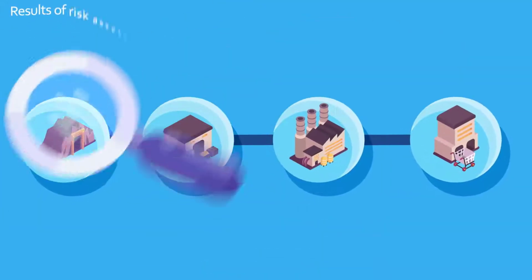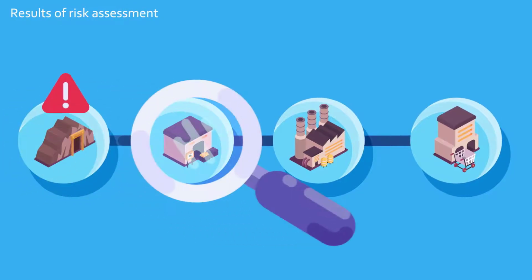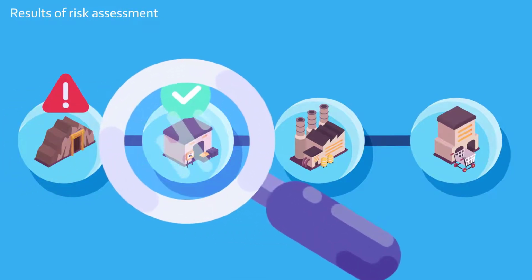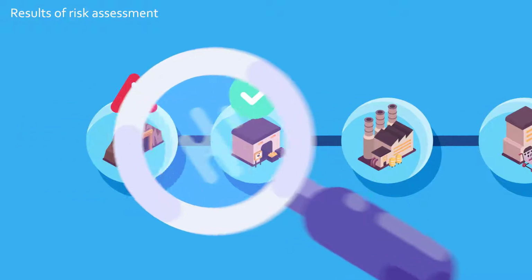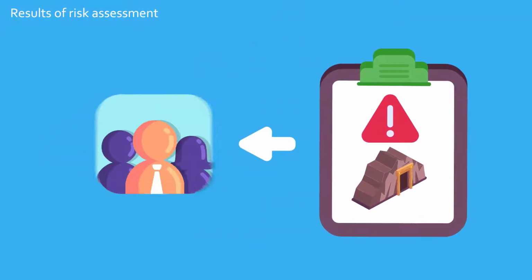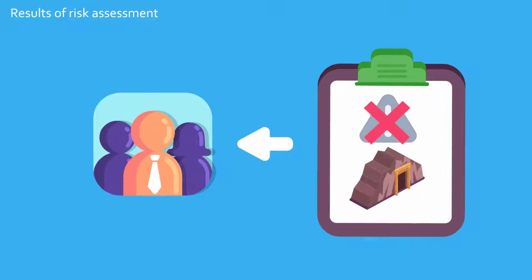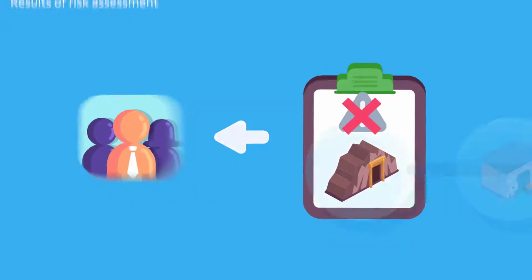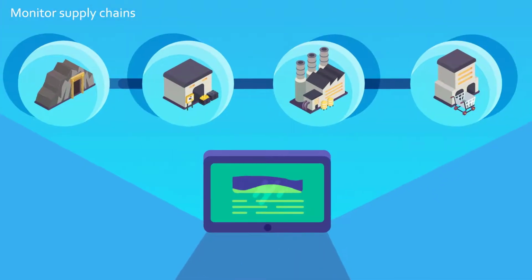The assessment will tell you either that there are actual risks or impacts, or that there are not actual risks. If there are risks or impacts, you need to report it to senior management and conduct risk mitigation. The potential for risk changes over time, so monitor your supply chain at regular intervals.